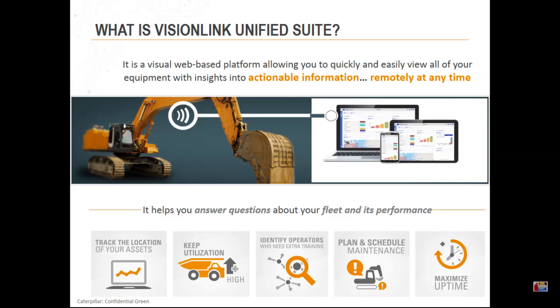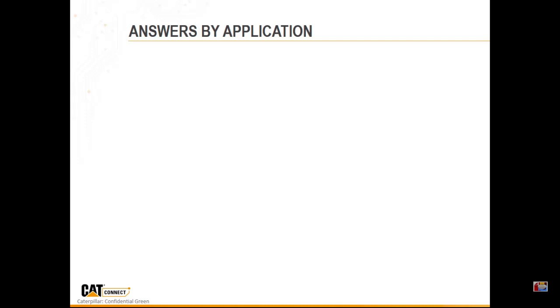The telematics device on CAT machines, the Product Link unit, sends machine data via a cellular or satellite connection to a cloud server. VisionLink then delivers the machine data as actionable information to answer the questions our customers are asking about their fleet and its performance. VisionLink helps to answer these customer questions in different applications based on a person's role within that company.